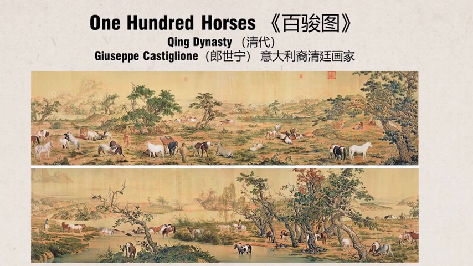100 Oxes was drawn by Lang Xining in the Qing Dynasty between 1644 and 1911. Lang was a missionary from Italy with the birth name Giuseppe Castiglione. He helped to create a hybrid style that combined Western realism with traditional Chinese composition and brushwork.